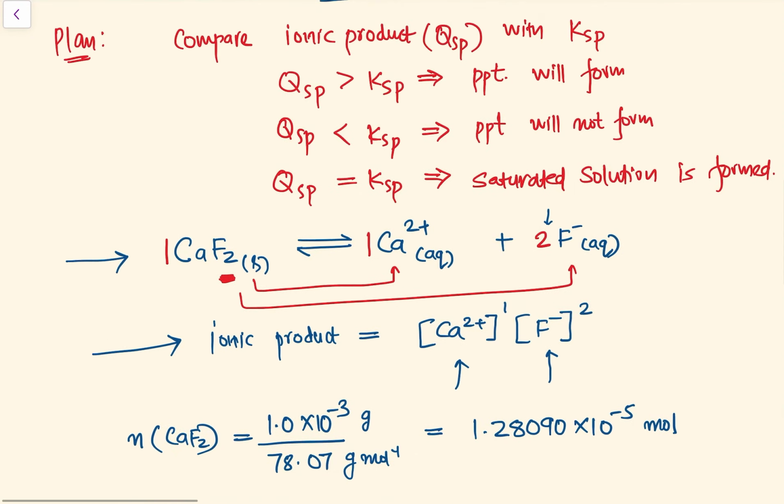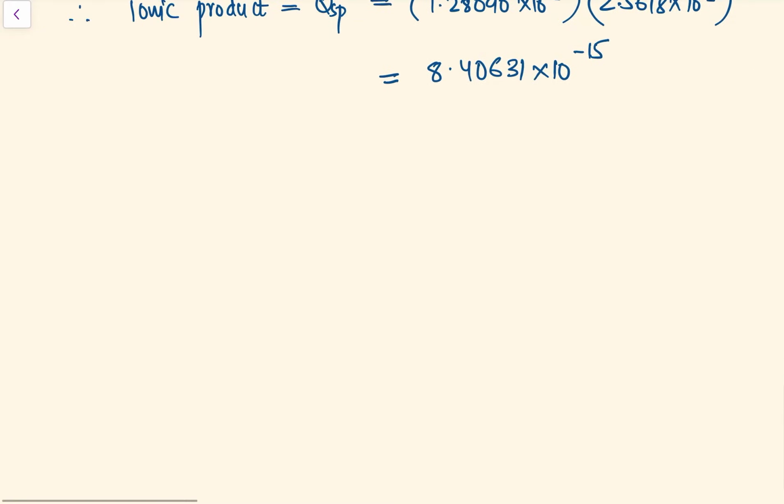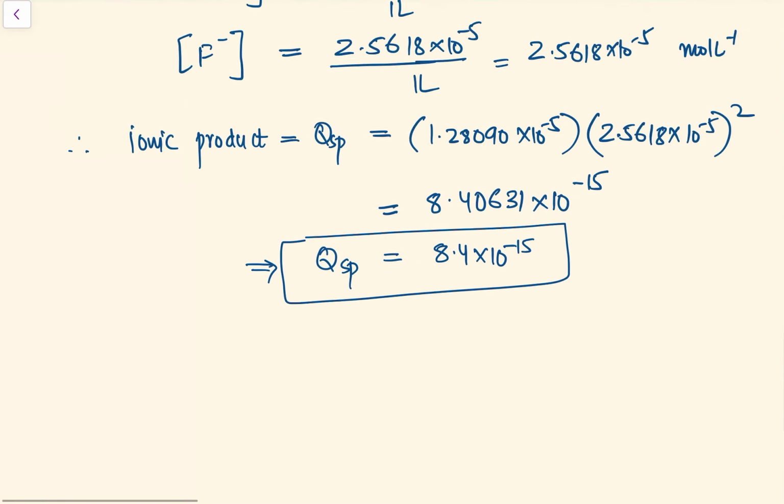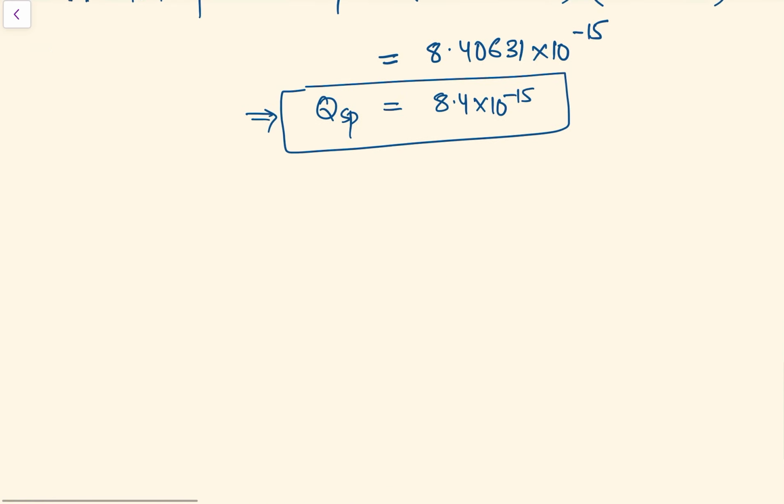But if you look at the data given, the KSP value and the mass of the calcium fluoride, this is given in two significant figures. So we will also report the QSP in two significant figures, which is only 8.4 times 10 to the minus 15. This is QSP. Now what's the value of KSP? KSP equals 3.2 times 10 to the minus 11.